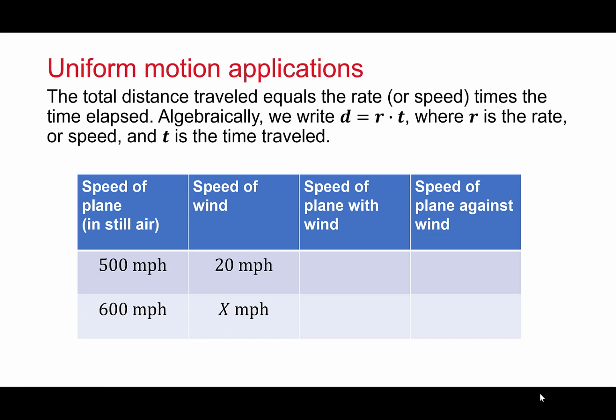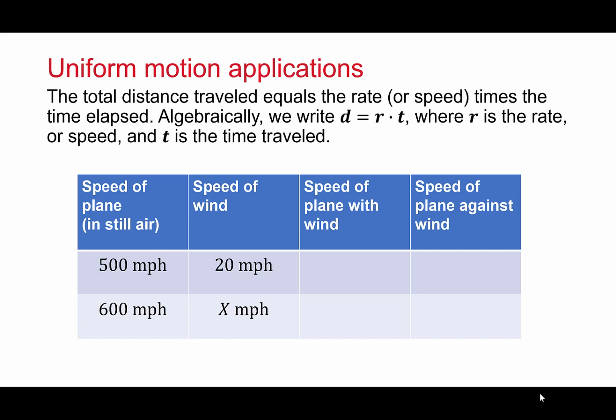The second type of application we're going to look at are uniform motion applications. These deal when we're traveling. So we want to think about what is the rate or speed at which we travel and how long we have traveled. You may know this as the distance formula, right? Distance equals rate times time. For instance, if I drive a car at 60 miles per hour for 2 hours, I have gone a total of 120 miles. And so we're going to apply this whenever we have two unknowns.